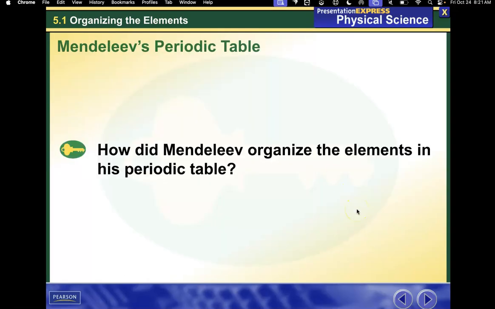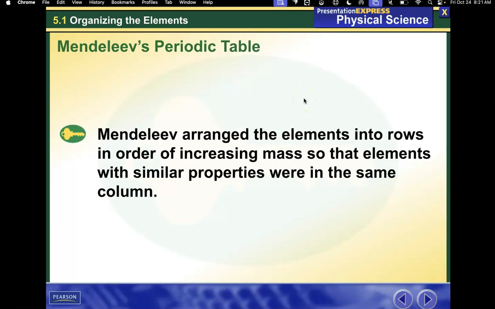How did Mendeleev organize the elements in his periodic table? Mendeleev arranged the elements into rows in order of increasing mass so that elements with similar properties were in the same column.